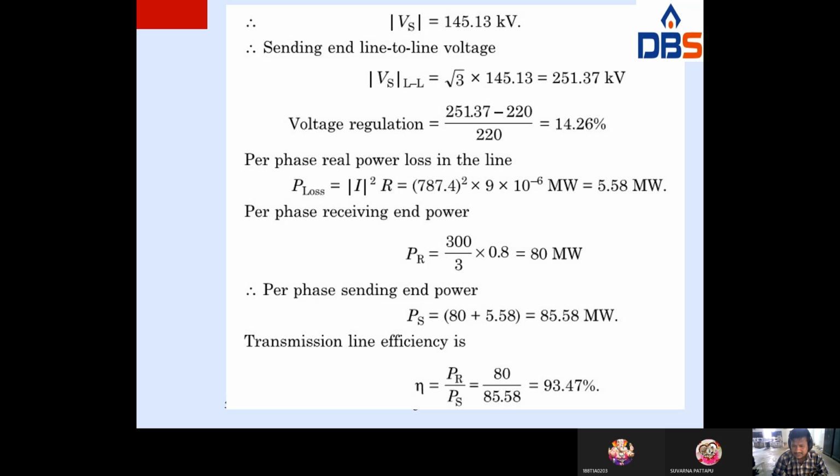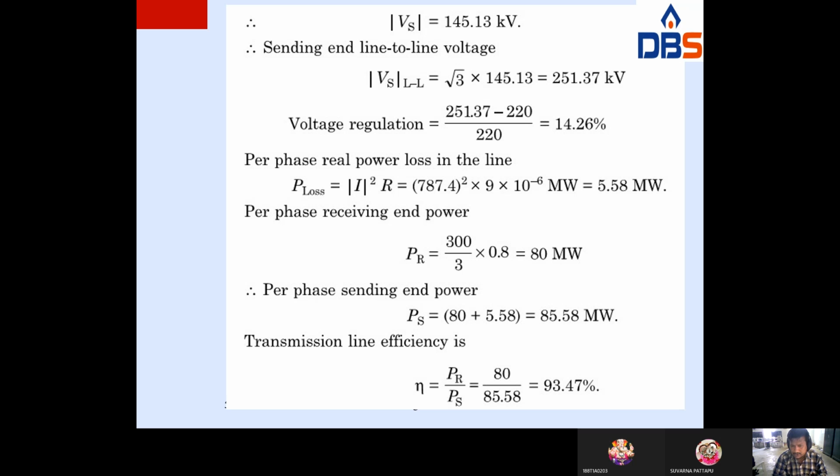Now the line to line voltage is √3 times the phase voltage. Vs line to line is equal to √3 into 145.13. We know the sending end voltage and the receiving end voltage. Now the difference between these two gives the regulation: Vs minus Vr by Vr into 100 gives the percentage regulation.